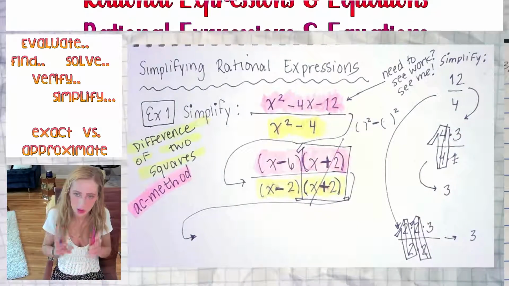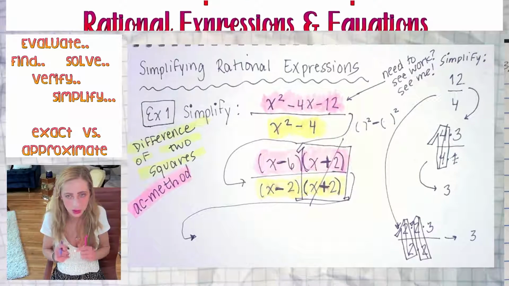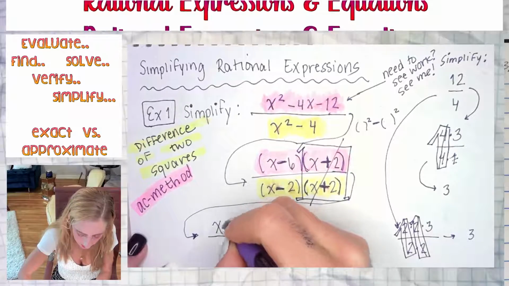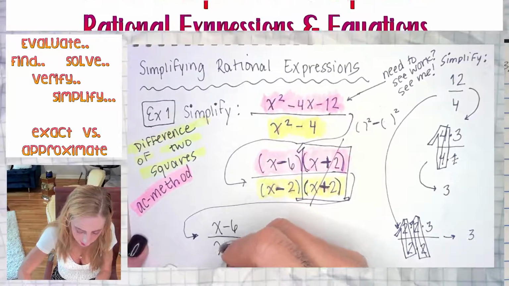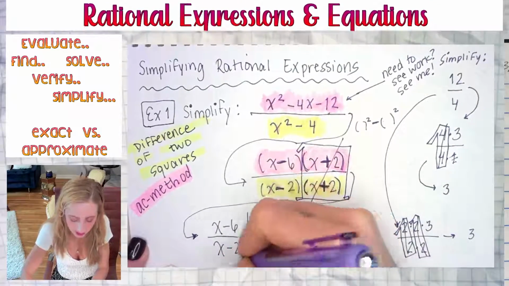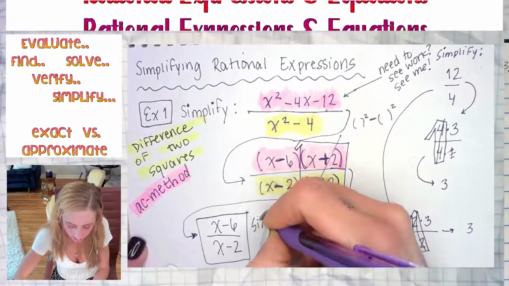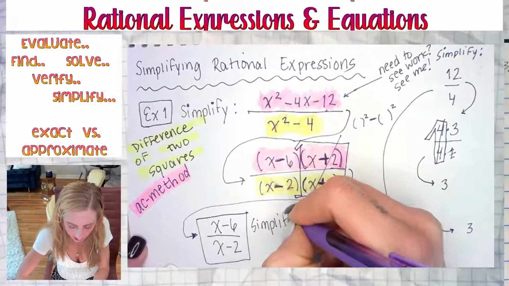Cross it out. We don't like the word cancel. We like the word reduce. We like the word simplify. What does that leave me with? That leaves me with x minus 6. That leaves me with x minus 2. And we are done with this. Nothing else to do. So this is simplified, but we have one last step that we're going to write down.